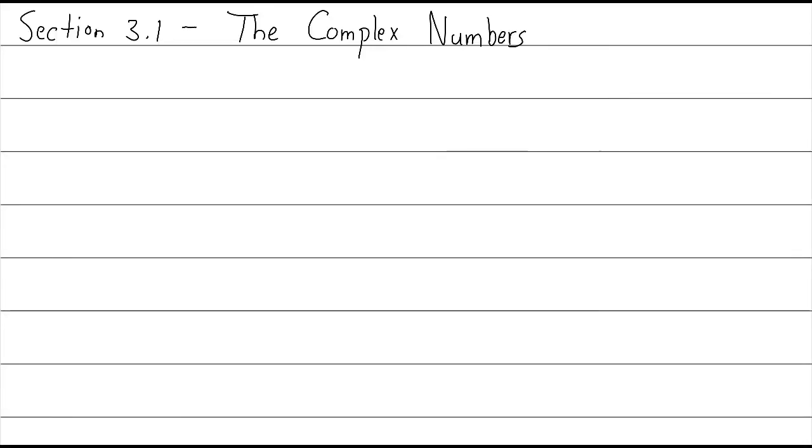All right, section 3.1, the complex numbers. When we say complex numbers, this is, I guess, the alternative to the real numbers. A lot of the times we'll say that there are no real solutions, or real numbers. This is the complex numbers. This is actually expanding what we know about numbers.